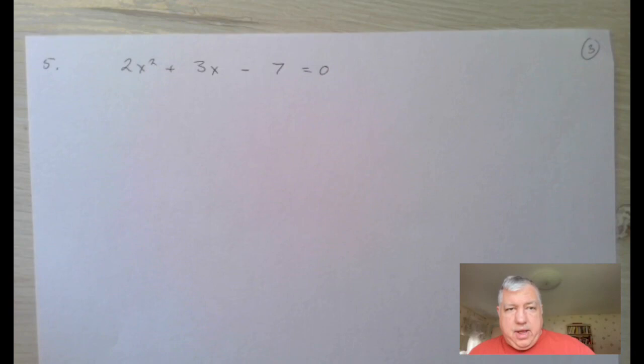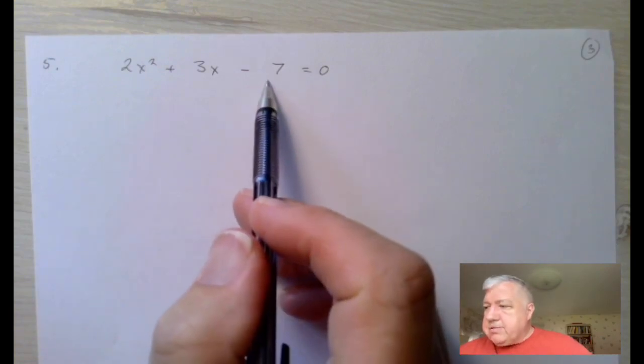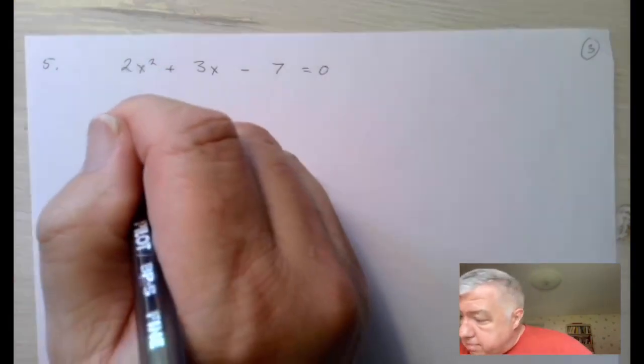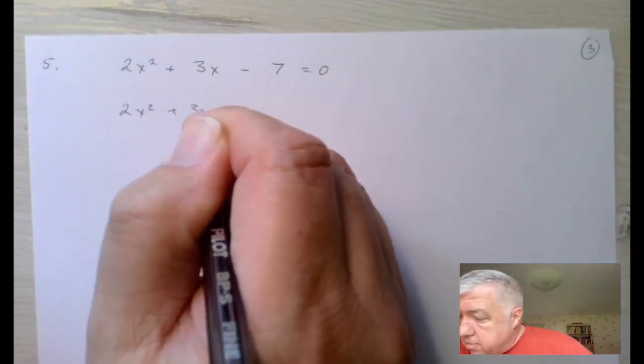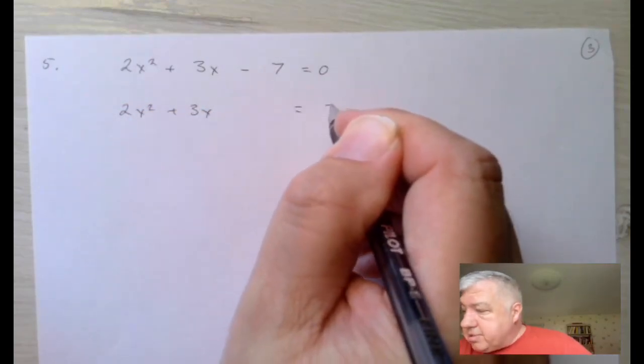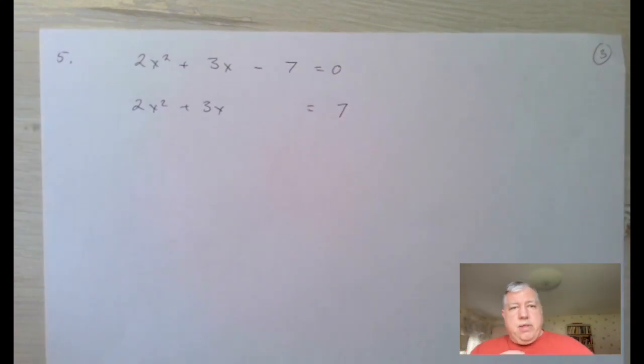Now we have another, more regular quadratic equation. And of course we can take the 7 to the other side by adding 7 to both sides, right? Okay, now the only thing that's different here is we have a 2 in front of the x squared.